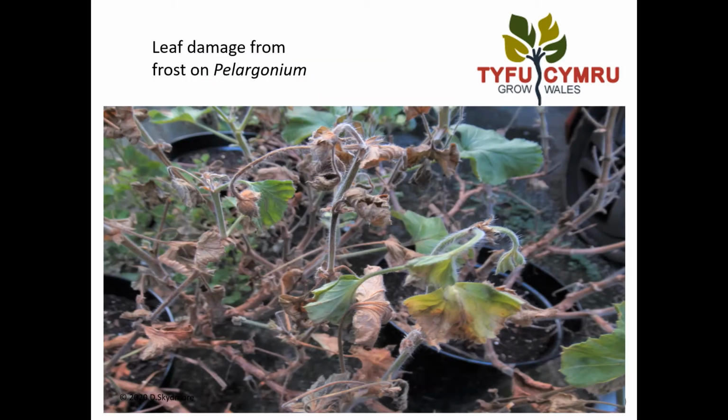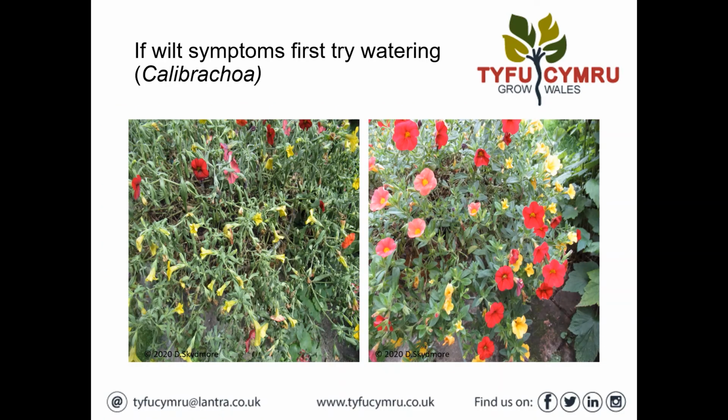Here's an example of a number of plants that have been damaged by frost. So pelargonium, and you can see the browning of the leaves caused by the frost damage. One of the things to check if you've got wilt symptoms is to see if it is caused by drought. So you can try watering, and if the plant picks up, as it has done here, you can see that it wasn't caused by a pathogen problem, but was caused by a drought.